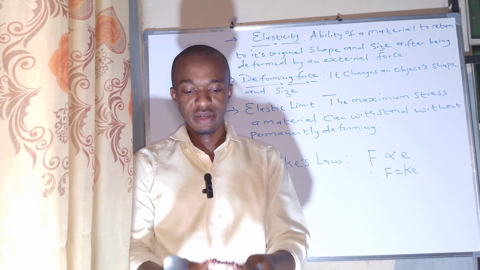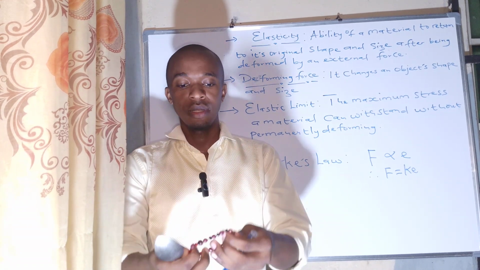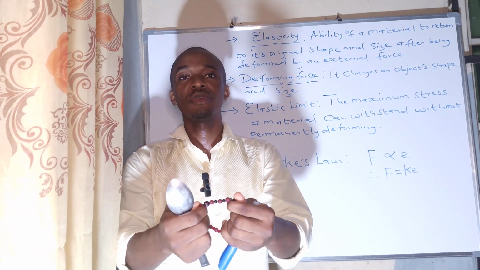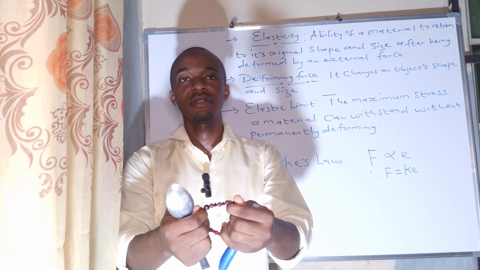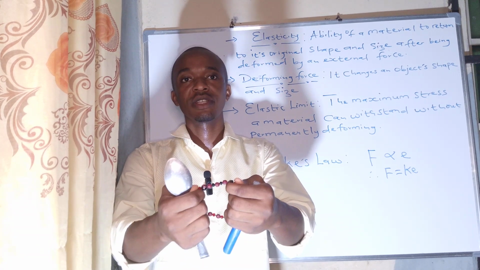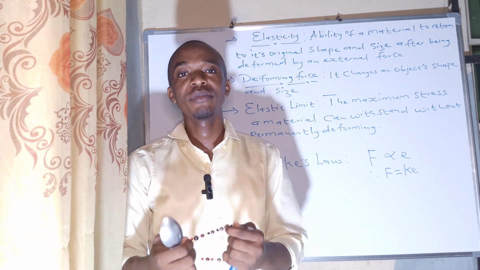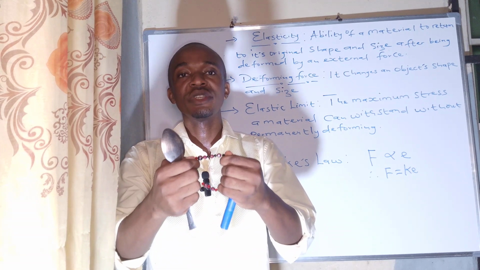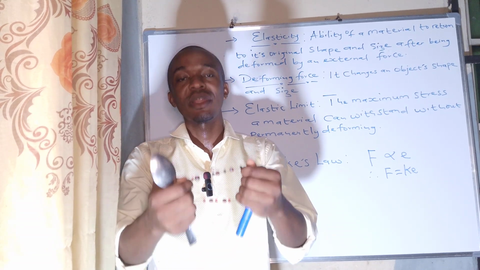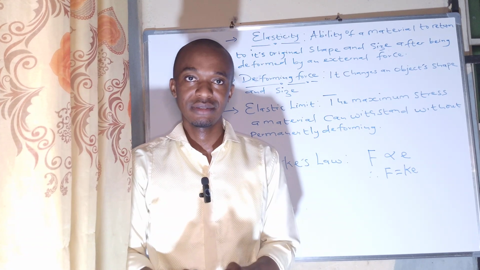I have a material in my hand. I have a rubber band. If I stretch this rubber band, it will return back to its original shape and size. So if I deform it, it will return back to its original shape and size. The ability of a material to return back to its original shape and size after being deformed or stretched by an applied force is called elasticity.